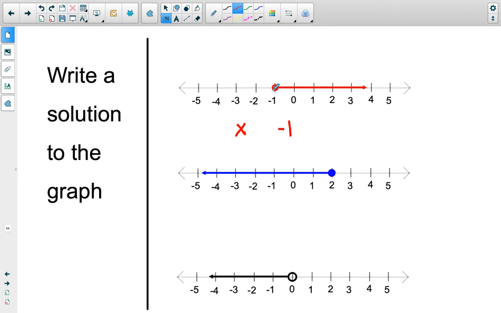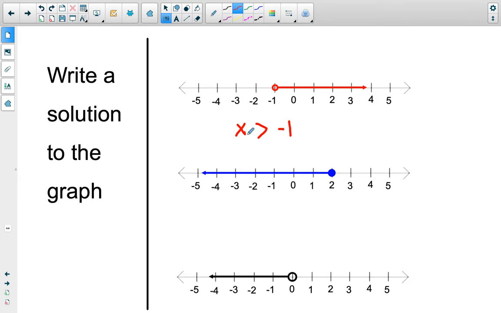Am I talking about numbers that are bigger or smaller than -1? Are these solutions bigger or smaller than -1? Well, they are greater than -1. So, oops, sorry about that. I didn't mean to write that little bit of squiggle there. I'm going to try to get rid of that. So we have x is greater than -1.